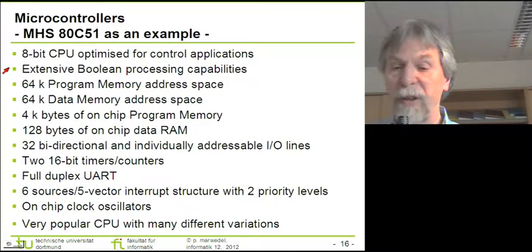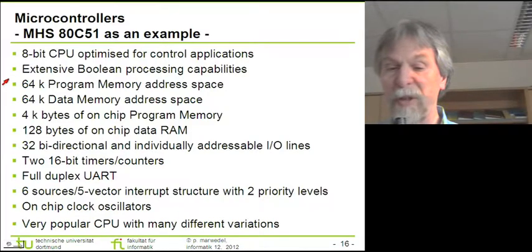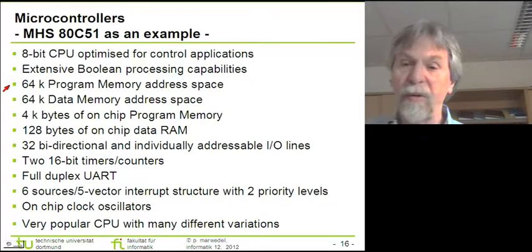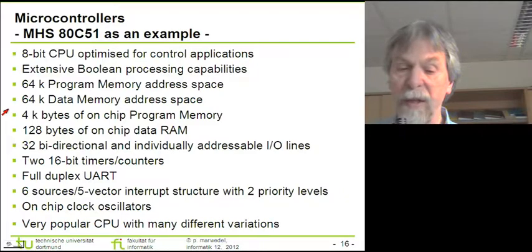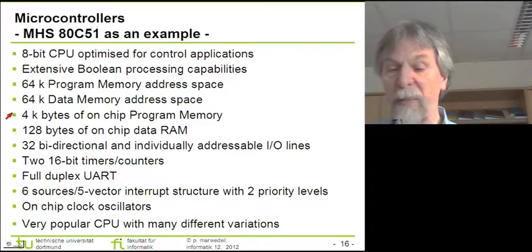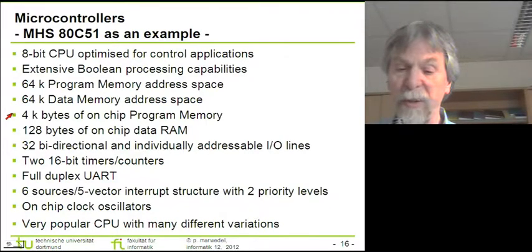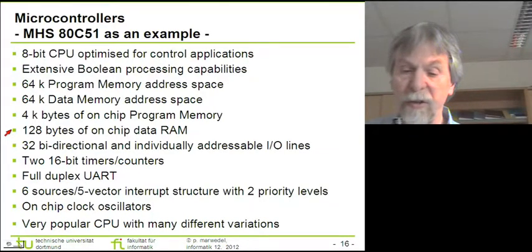It does include extensive Boolean processing capabilities. In order to reduce the cost, it comes with a small built-in program memory and built-in data memory. Also, the address space for the program memory and the data memory is rather limited. Down here you see how much memory we would, for example, have included there on a particular chip, and over here we see how much data memory has been included on a particular chip.